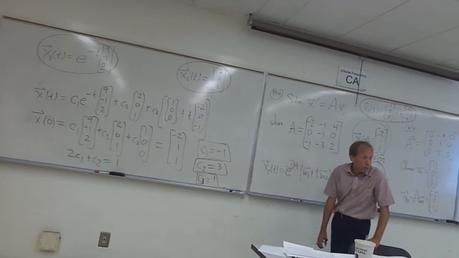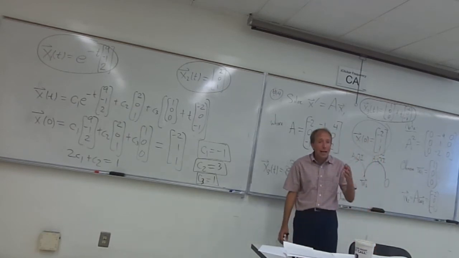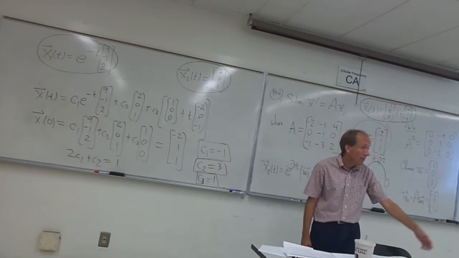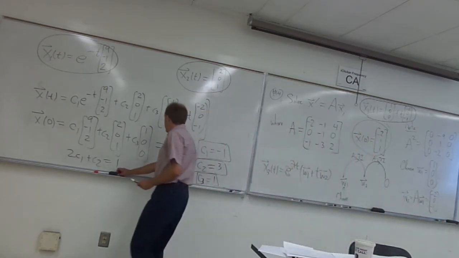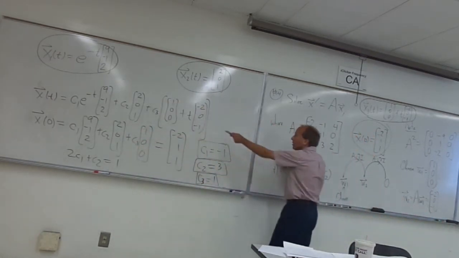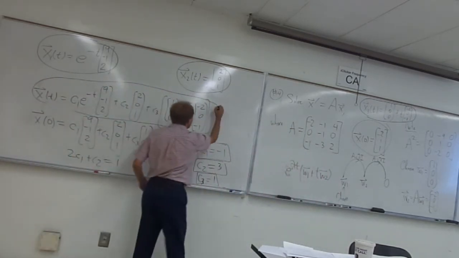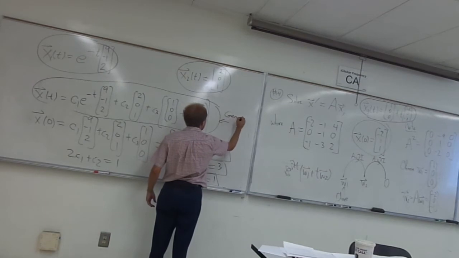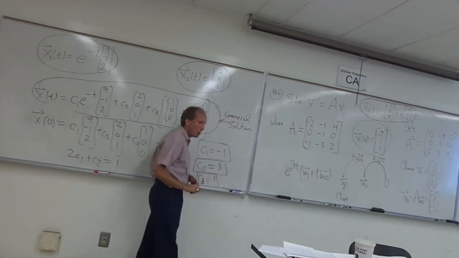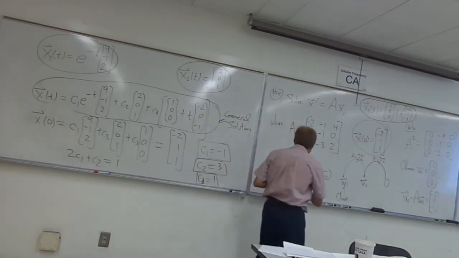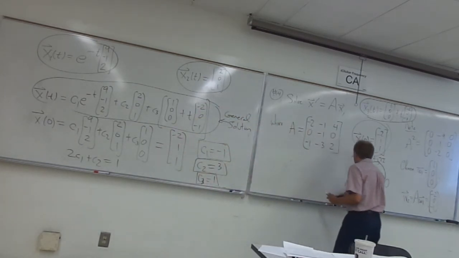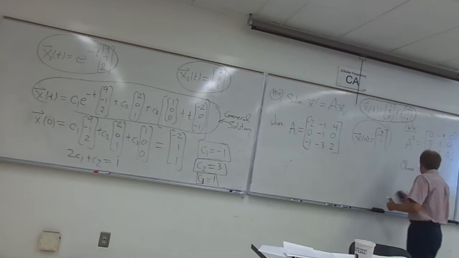Then what you should do is go back and write down your final answer again, because this thing right here is the general solution. That's the general solution. But now we have a particular, specific solution that satisfies my initial conditions.